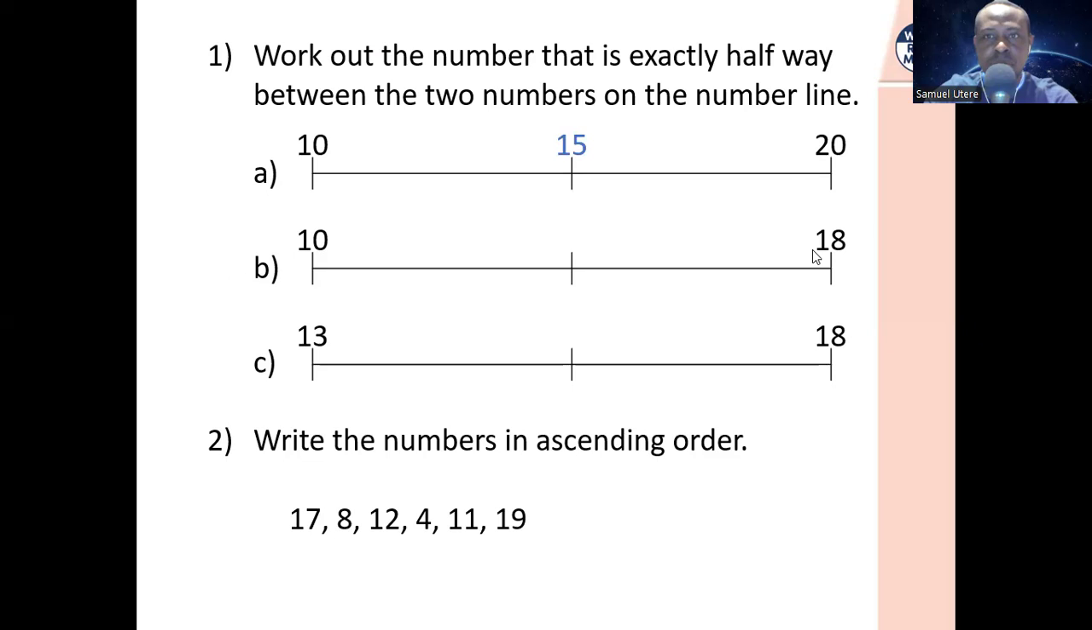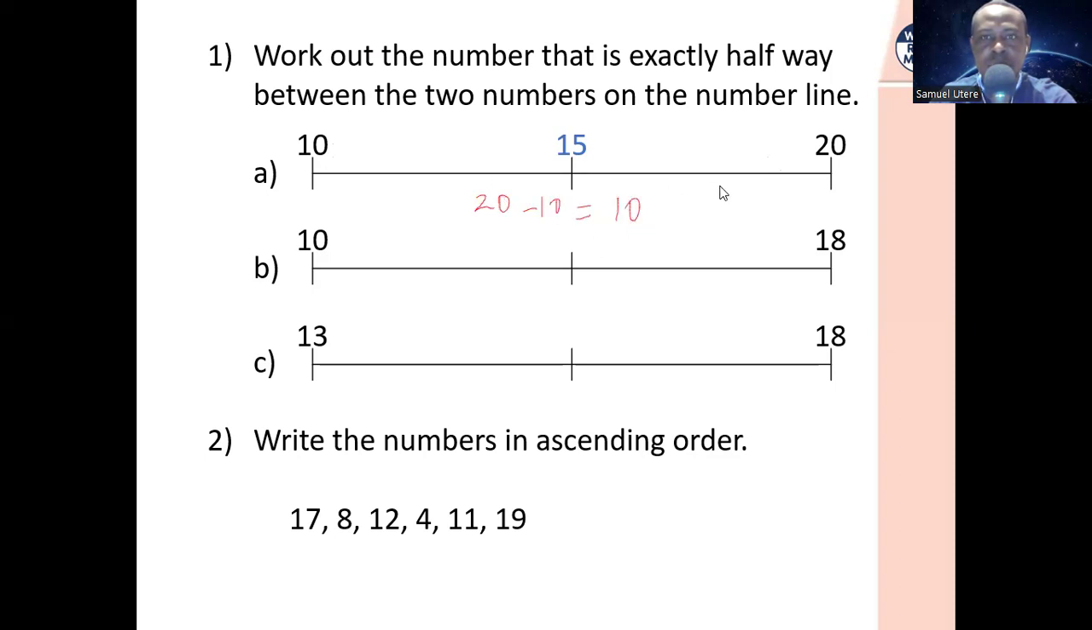Here, the first question, you were asked to work out the number that is exactly halfway between the two numbers on the number line. Now, remember some time ago, we learned how to work out the intervals on a number line like this. Do you remember how we did this? You can see here that the difference between 10, which is the beginning of the number line, and 20 is 20 minus 10, which is 10.